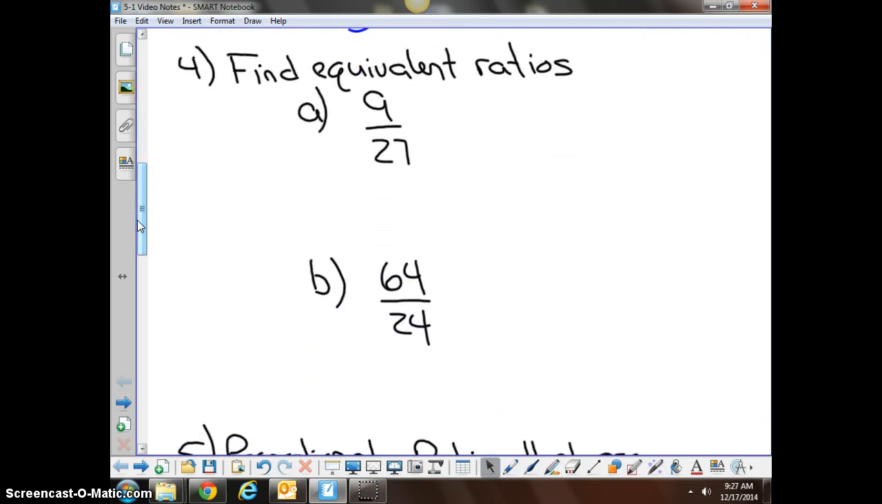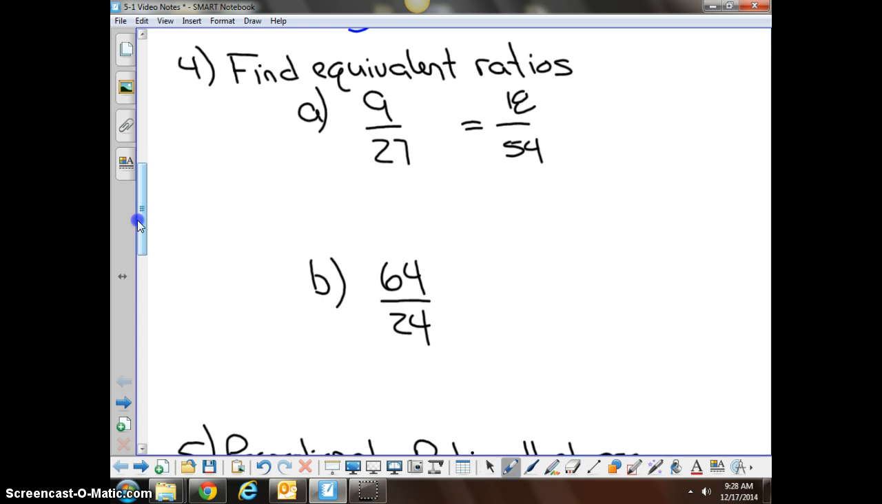Number 4, we're going to find equivalent ratios simply by doing math. And the way we're going to find an equivalent ratio by doing math is we're going to multiply the numerator and the denominator in these cases by the same number. So if I multiplied 9 by 2 and 27 by 2, I would get 18 over 54. And because I did the same thing to the numerator as the denominator, 18/54 will be equivalent to 9/27. Another thing I could do would be to multiply the numerator and the denominator by 3 and get 27/81, and so on and so forth.